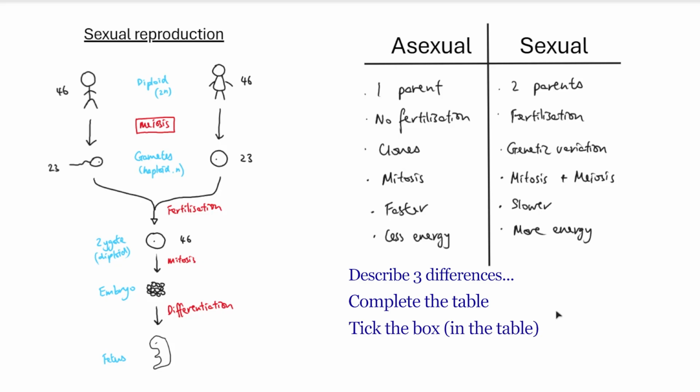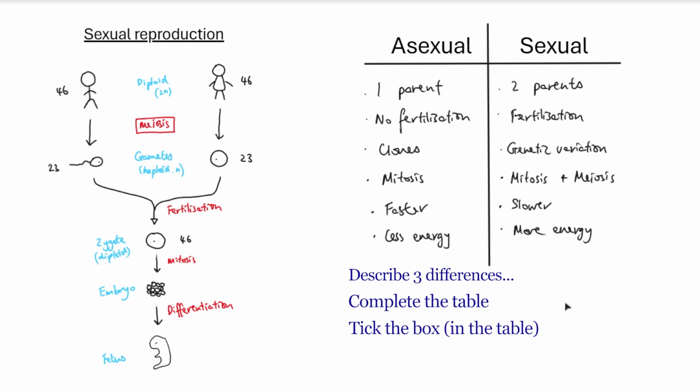tick box question. So they would have some bits on the side. For example, mitosis is involved. Then you can tick that you need mitosis in both asexual and sexual reproduction. So it could be a tick box question. It could be a slightly more wordy question where you have to describe the 3 differences.